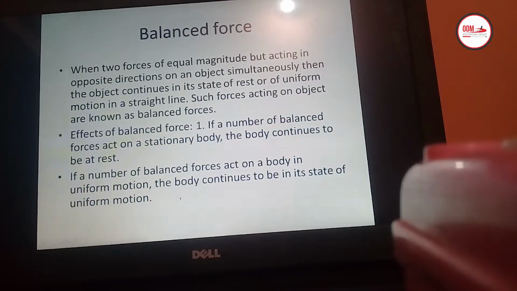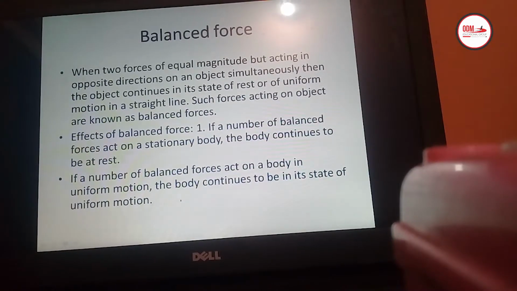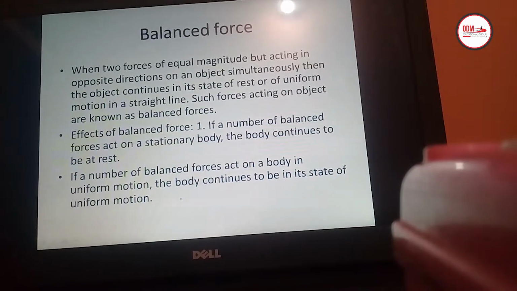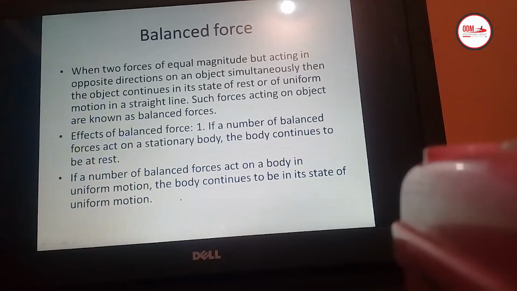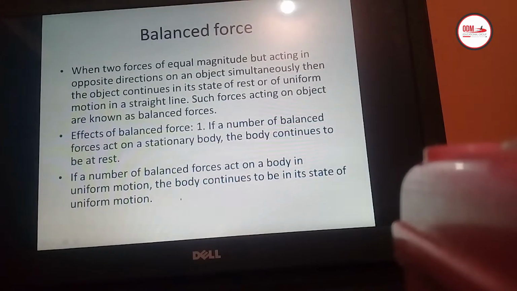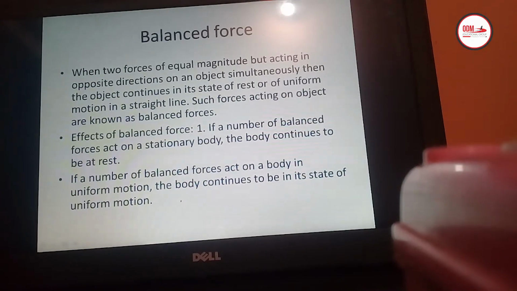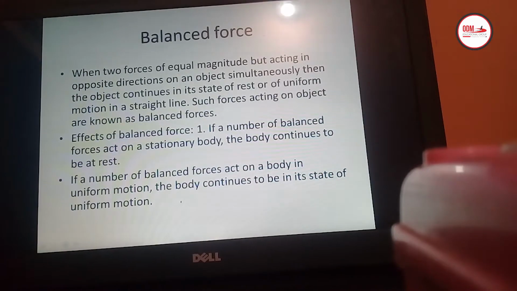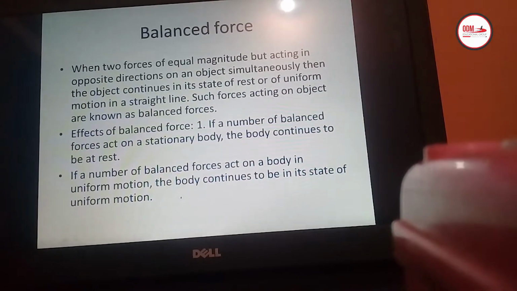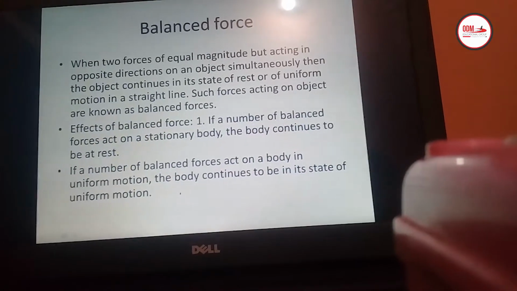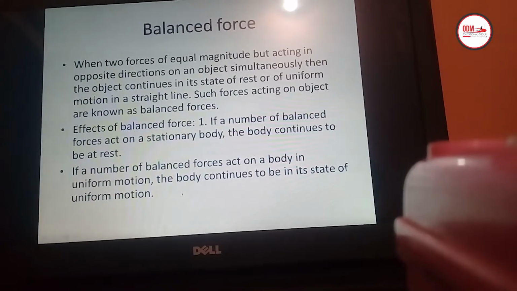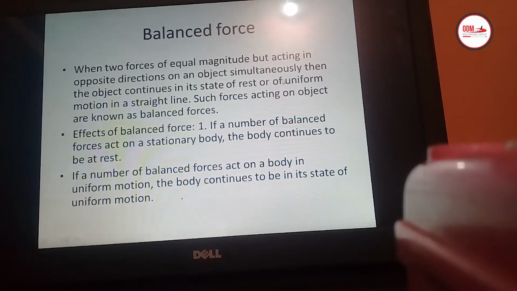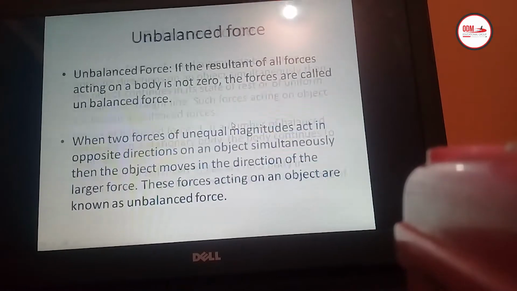Secondly children, the effects of balanced forces. If a number of balanced forces act on a stationary body, the body continues to be at rest. If it is moving, then it will continue its motion. Similarly, if a number of balanced forces act on a body in uniform motion, then the body continues to be in its state of uniform motion. So children, in case of balanced force, if the object is moving, it will continue its state of motion. If it is at rest, it will continue to be at rest.